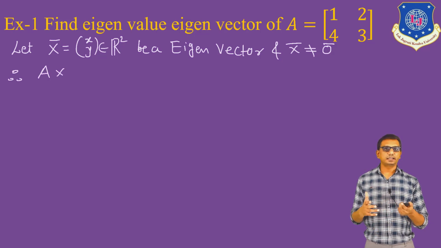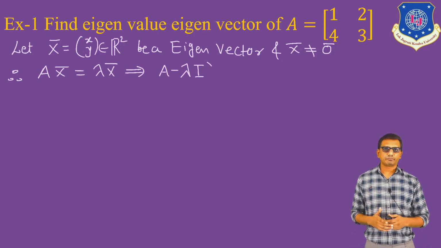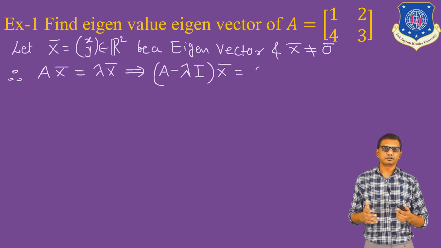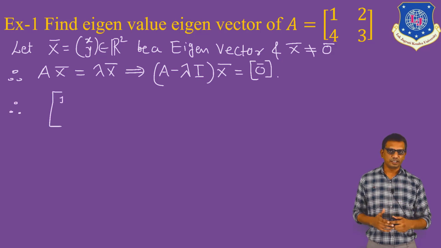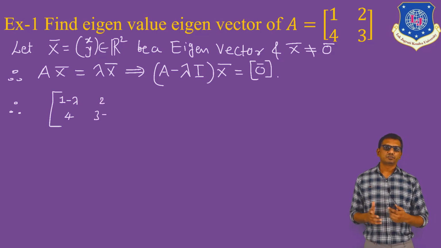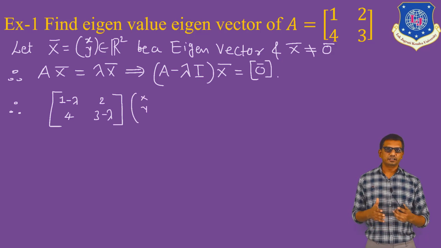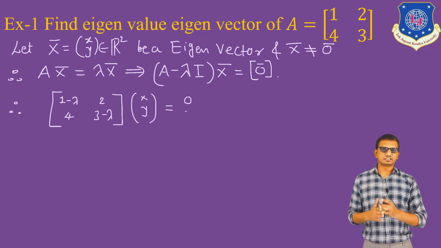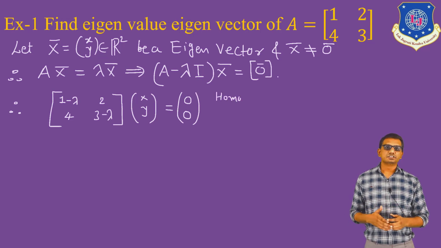Now we multiply our matrix A with x bar, and finally we get (A minus lambda I) x bar equal to 0. That is the concept of the eigenvector, and lambda is called the eigenvalue for the matrix A. Now write down the matrix 1 minus lambda, 2, 4 and 3 minus lambda. This is A minus lambda I, multiplied with x bar, and the right hand side will be 0.